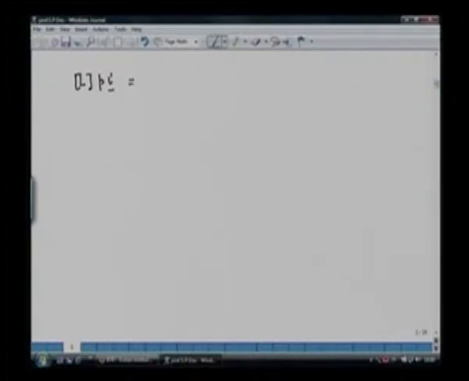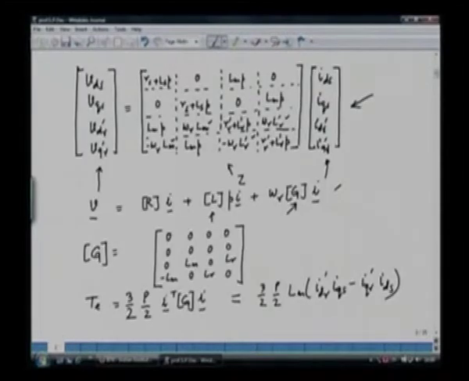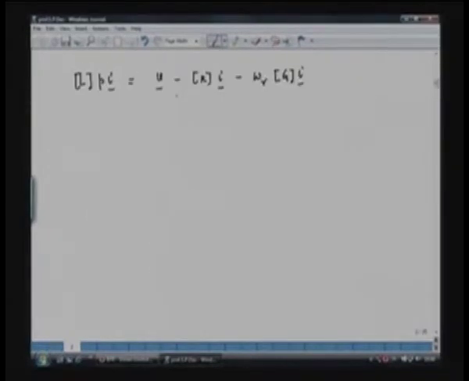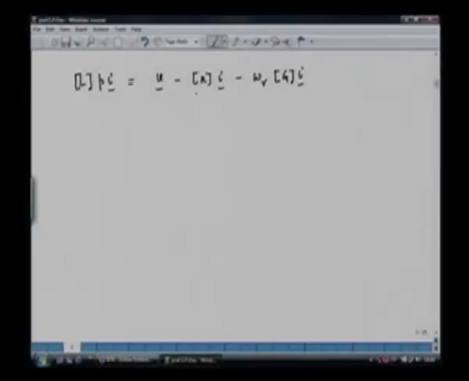LPI is given as V minus Ri minus omega r Gi. If you see this, we are just trying to rearrange this equation. So we are taking this term to the left hand side and trying to evaluate what is LPI. So LPI is given as V minus Ri minus omega r Gi.